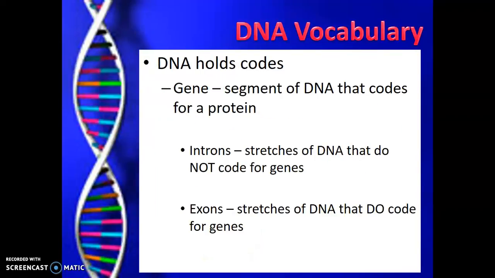So let's study some of our DNA vocabulary that we need to know. First, we need to know gene. A gene is a segment of DNA that codes for a specific protein. DNA has long stretches known as introns and exons. Introns are stretches of DNA that do not code for genes. They're sort of extra DNA. We're not really sure why we have it.